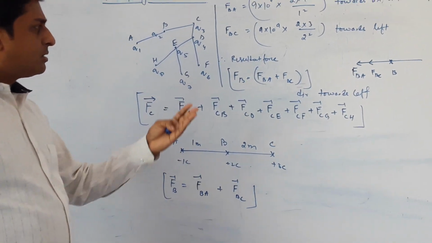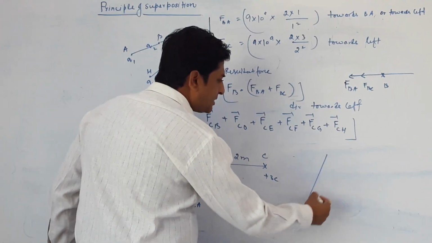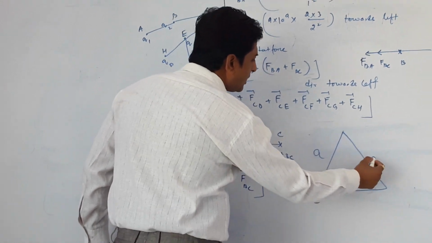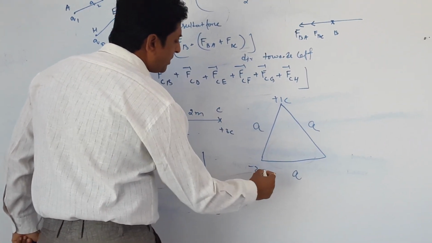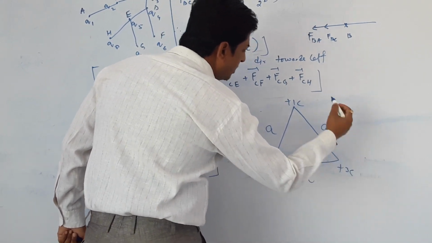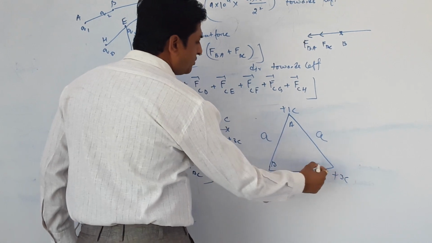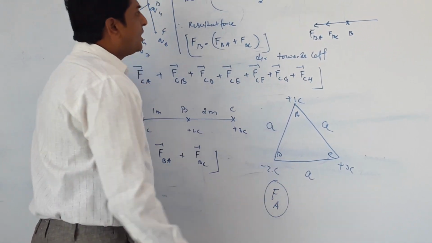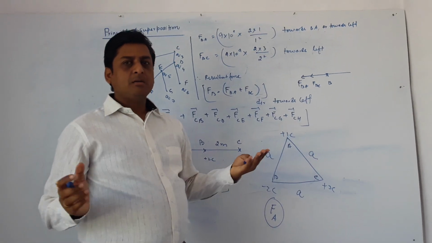My dear students, like this there are so many examples. Like if a triangle is there, suppose that the triangle is equilateral, means all the sides are the same. Here it is plus 1 coulomb, here it is minus 2 coulomb, here it is plus 3 coulomb, and suppose that this point is A, this point is B, this point is C, and you want to calculate the force at A. You can simply apply this principle of superposition and you can calculate.